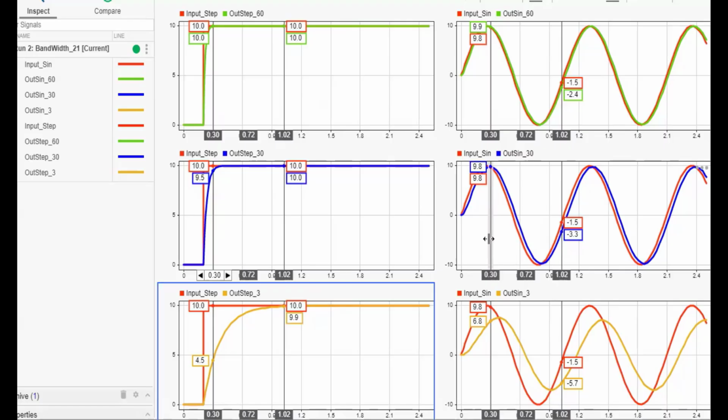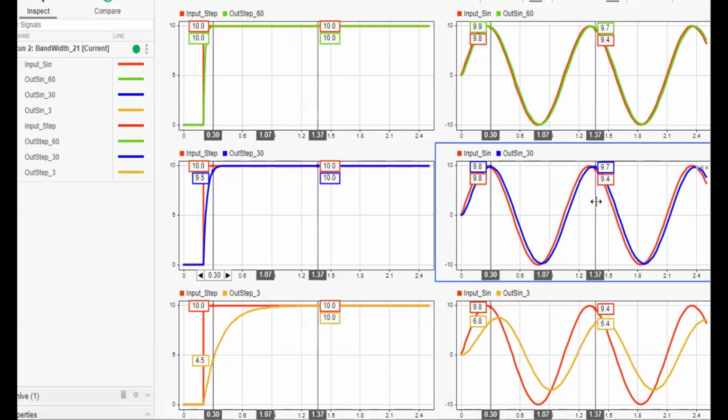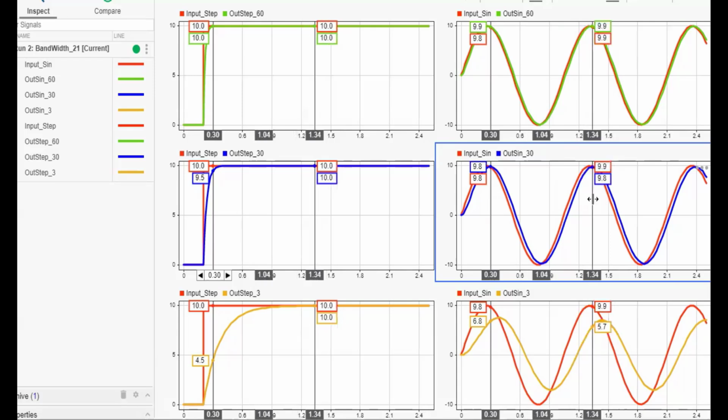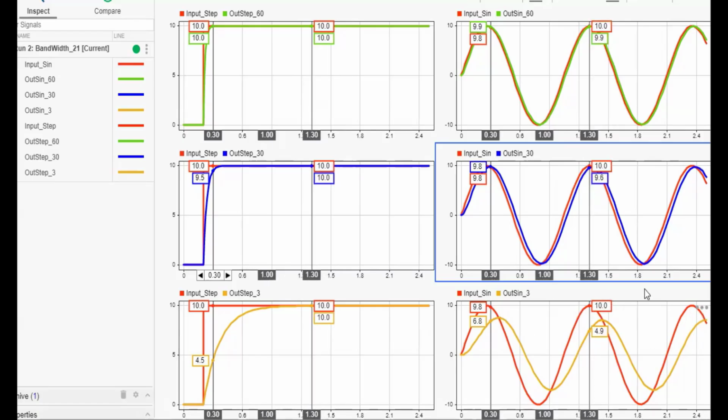If we come to the sinusoidal inputs, as you can see, the first one, top right, can track my input with almost zero error. And for the second one here, the error is minimal. But the third one, as we can see here, the system is not able to track the input. As we mentioned before, the system is already being degraded.